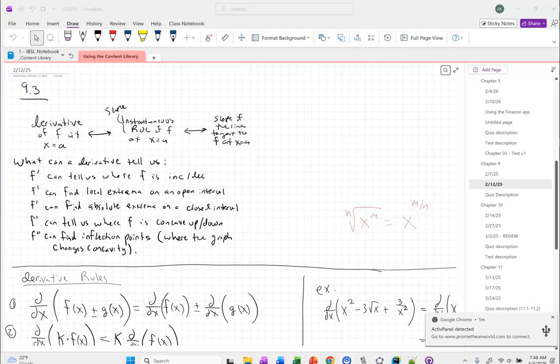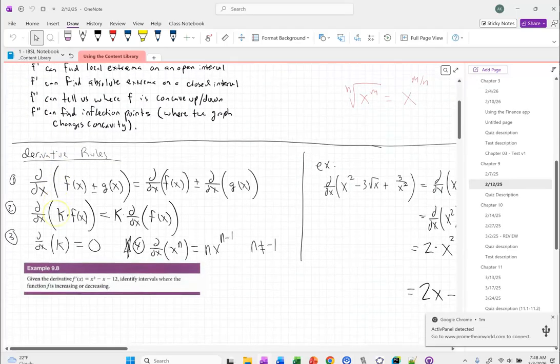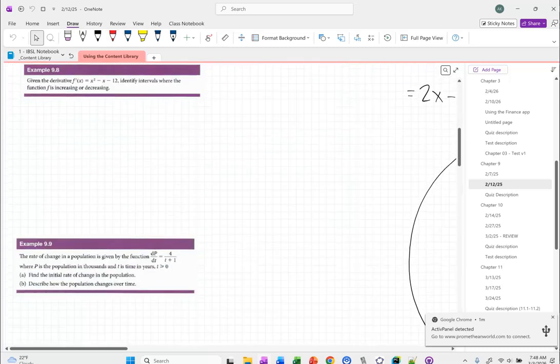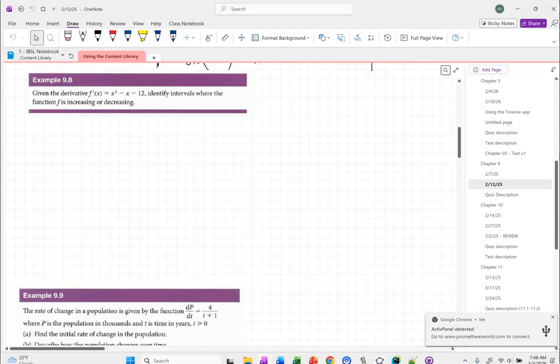And then we've spent a good amount of time practicing how we find the formula for the derivative, right, by using our derivative rules. So let's now do a little bit of application, okay? So it says, given the derivative, x squared minus x minus 12, identify the intervals where the function f is increasing or decreasing.